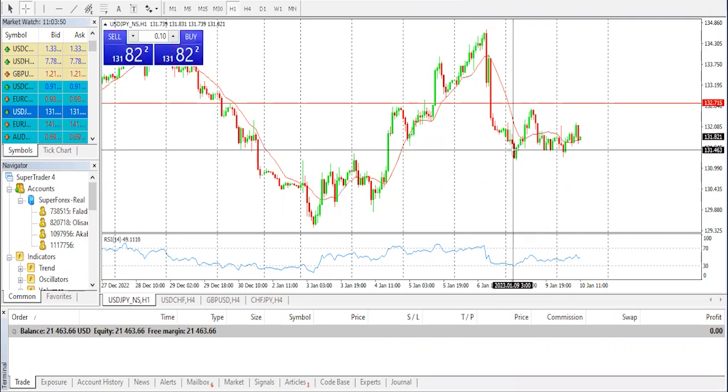Today, we shall be looking at the technical analysis on the currency pair, the United States dollar to the Japanese yen. First, we'll be talking about fundamentals before we move ahead to technicals, which is purely what we're going to be seeing on the chart.